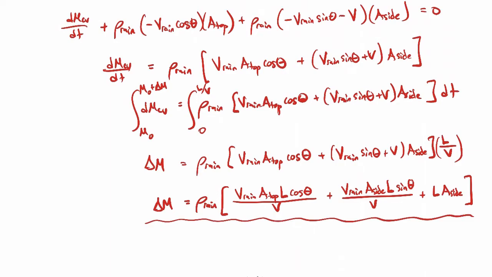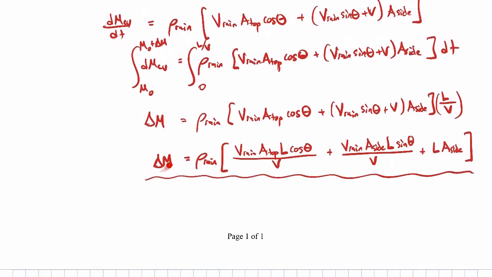Let me just double check. Okay, I think everything looks good there. All right, so here we are. This is the amount of mass that is accumulated on us due to the rain. We're trying to minimize that. And then this is everything else. This is all related to the mass flow rate. So we're trying to minimize delta M, and the only thing that we can control is the velocity.